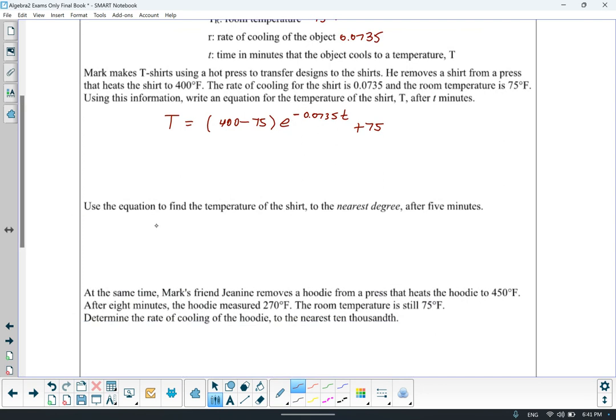The next part says, use the equation to find the temperature of the shirt to the nearest degree after 5 minutes. Well, that represents lowercase t. So what they want you to do is substitute into the formula. So 400 minus 75 e to the negative 0.0735 times 5 plus 75. And instead of breaking this into pieces, I would type it in just like you saw.